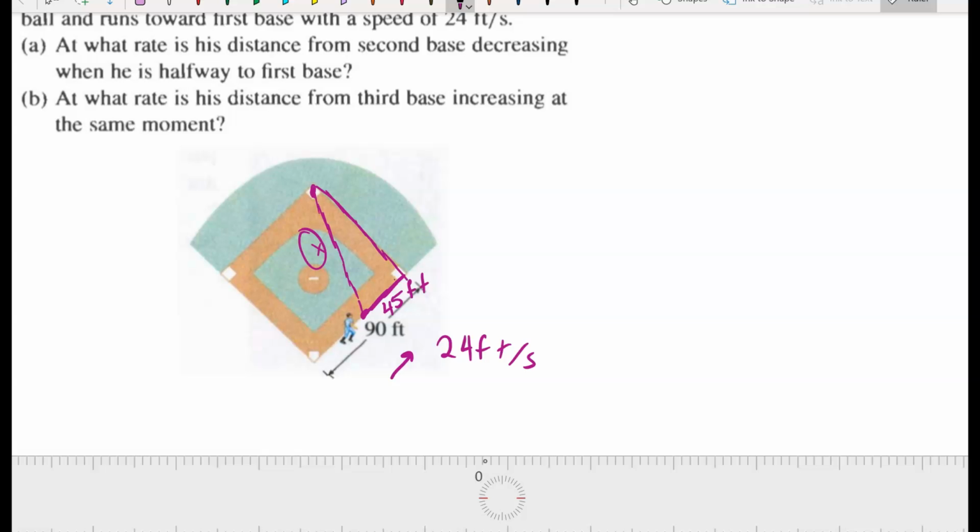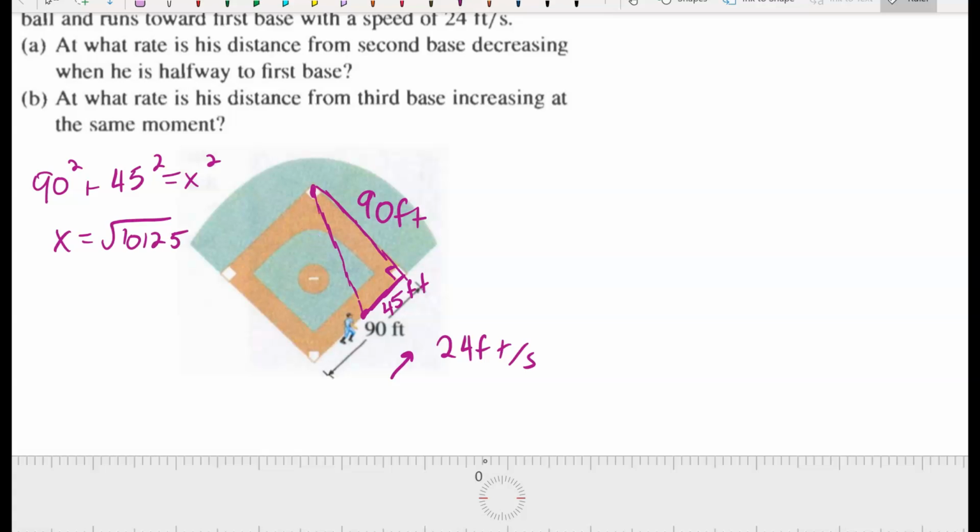And if I look right here, I know a baseball diamond is a square, so I've got a right triangle there. And because it's a square, I know what that side is. All the sides are 90 feet. So I'm going to do a quick Pythagorean theorem just to find the length of that hypotenuse there. So a squared plus b squared equals my hypotenuse squared. If I rearrange that, I'll find that that hypotenuse is radical 10125. So I'm just going to write that right there.